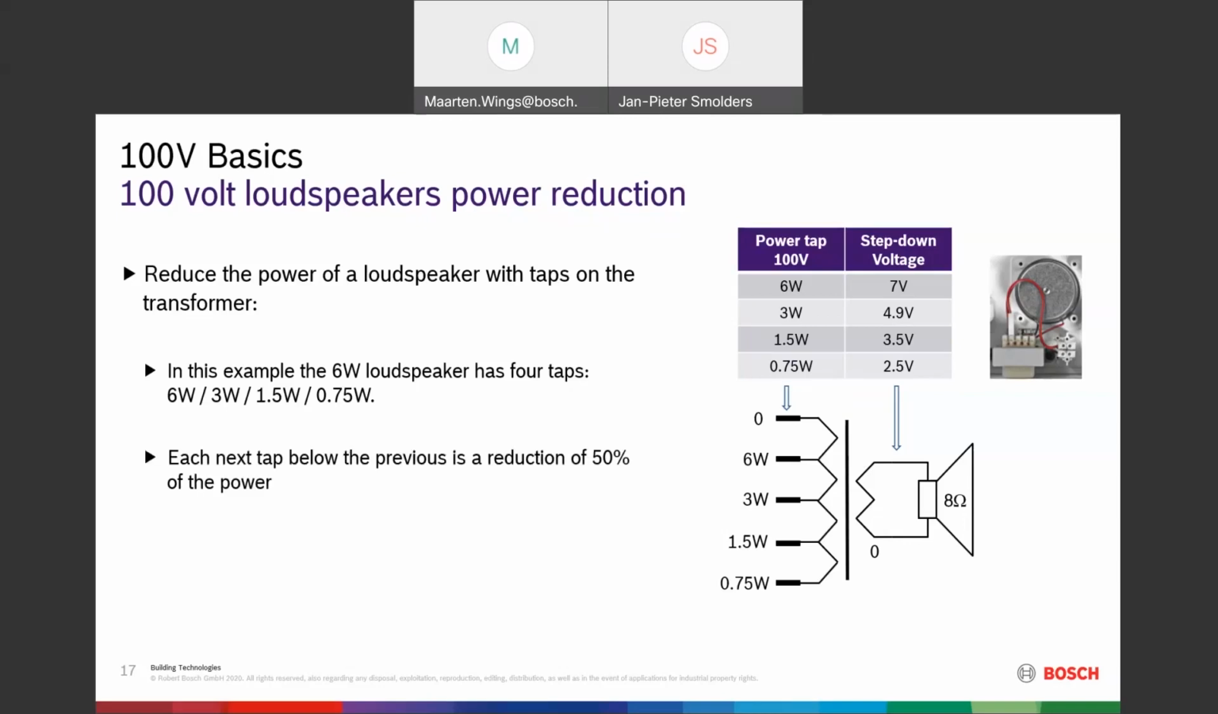But be aware, if you reduce the power of a loudspeaker by 50%, if you halve the power of a loudspeaker, that means that you will also reduce the sound pressure level that comes out of this loudspeaker by 3 dB. So you have to be aware if it's a loudspeaker that is connected in a voice evacuation system, for instance. You must make sure that the sound pressure level inside the room is still okay, and that you have enough sound pressure level left.